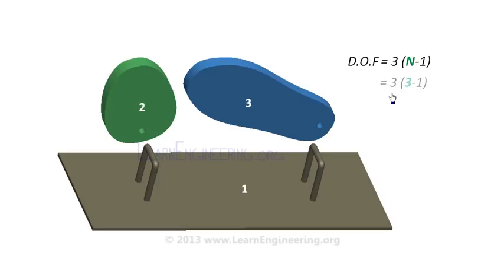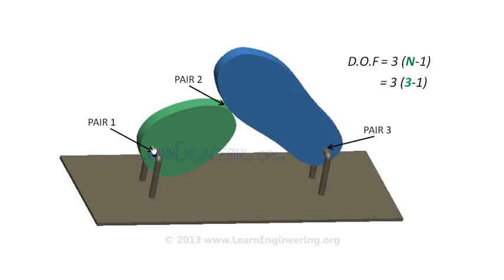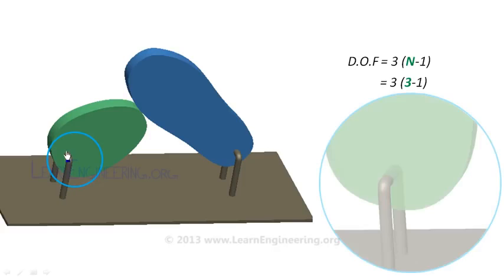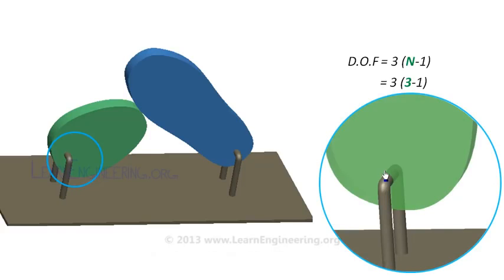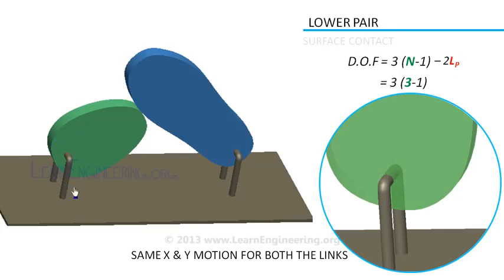But when we connect it together, through pairs, links will not have the same 3 degrees of freedom. If the joint between 2 links is having surface contact, like this joint, then both the links will have the same translatory motion, in x and y directions. So, for each such pair, there will be a deduction of 2 mobility from the total, where LP represents the number of pairs with surface contacts. Such pairs are called lower pairs. In this case we have 2 lower pairs.